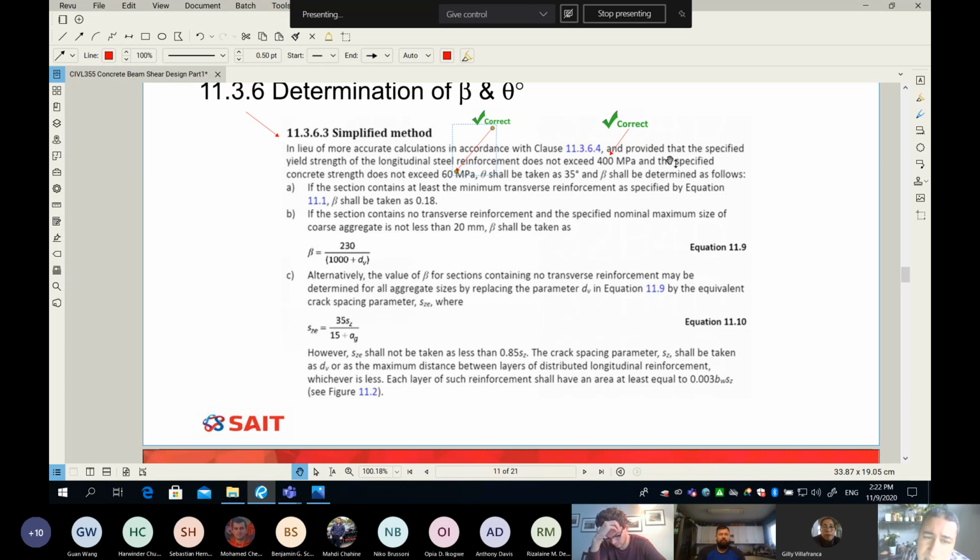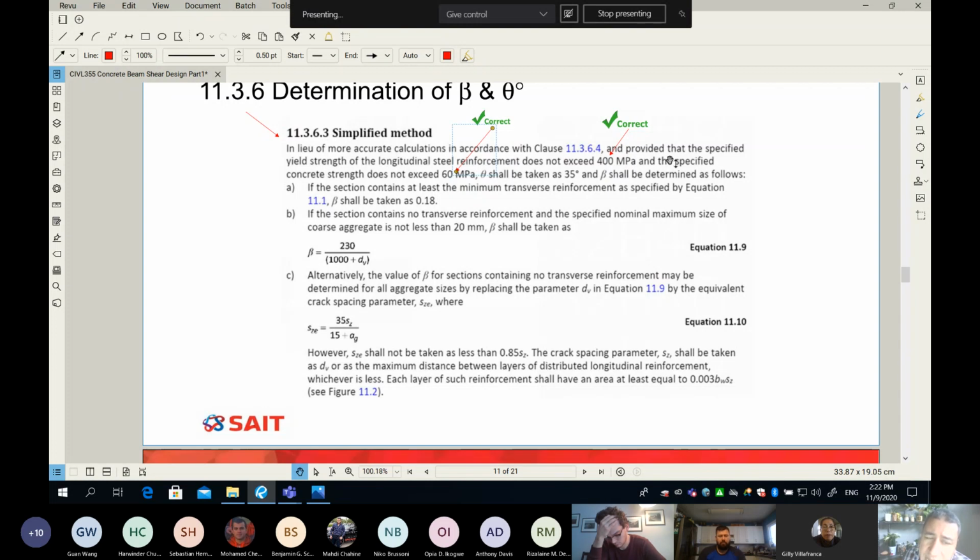So what is the simplified method? Number one, the theta, which is the angle of the crack, shall be taken as 35 degrees. So for all the beams that we design in our class, if I ask you what's the theta, it is going to be 35 degrees. And the beta is a long story. You will see that shortly. The beta shall be determined as follows.